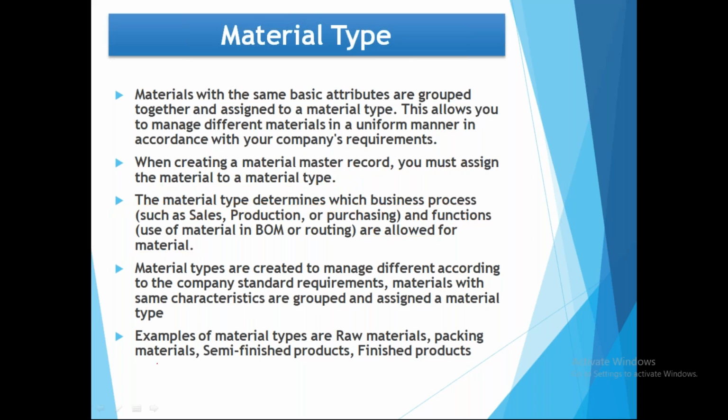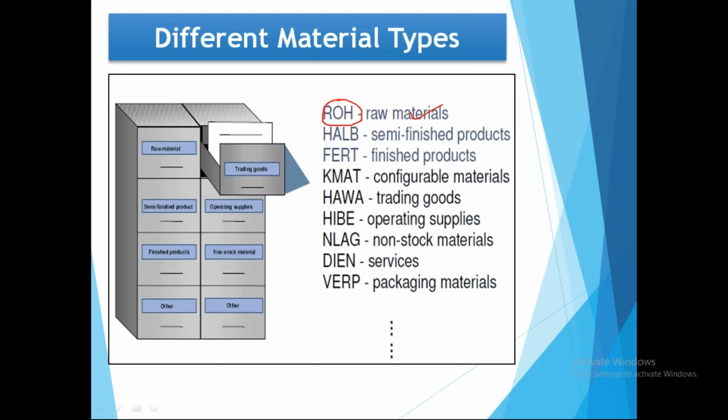Examples of material types are raw materials, packing materials, semi-finished products, and finished products. These are some of the material types. Every material type will have a code attached to it. For raw materials, there is a code. For semi-finished products, there is a code HALB. For finished product, there is a code called FERT. So for every material type, you will have a code attached to it. Standard SAP comes with these material types. If you want to create a new material type, you can create it in the system. When we go to the configuration, I will show you how to create the material type.